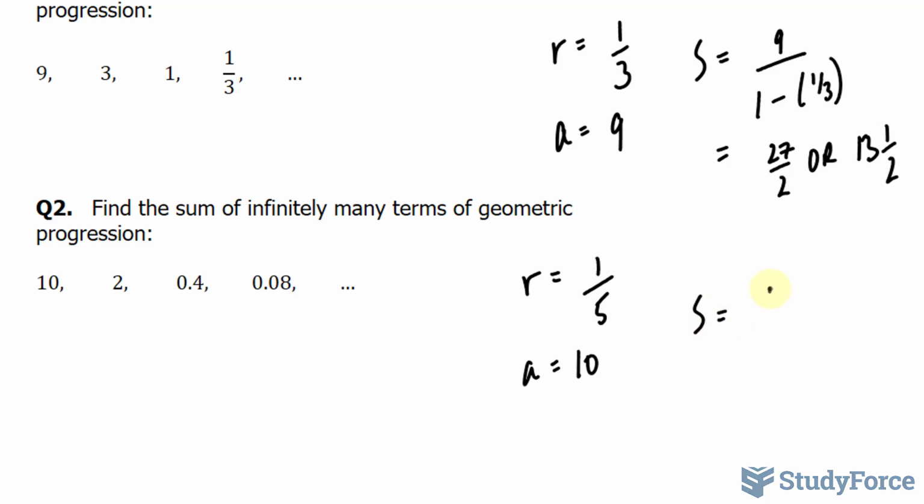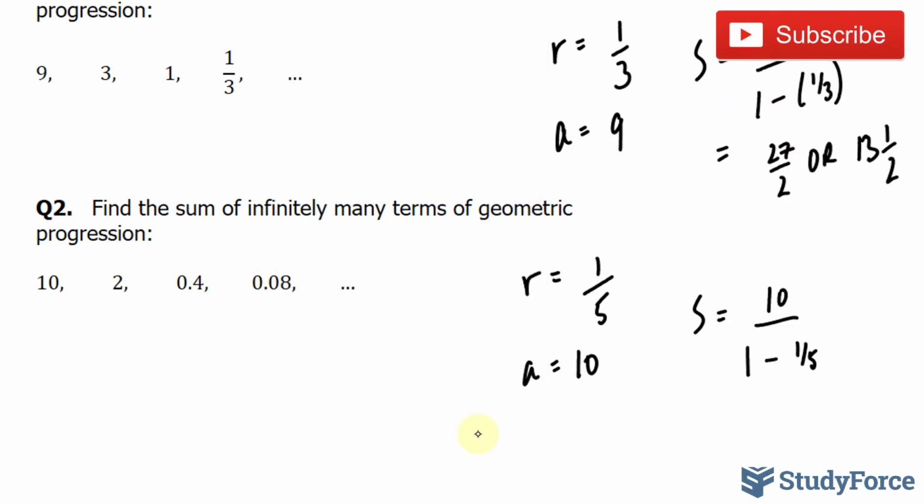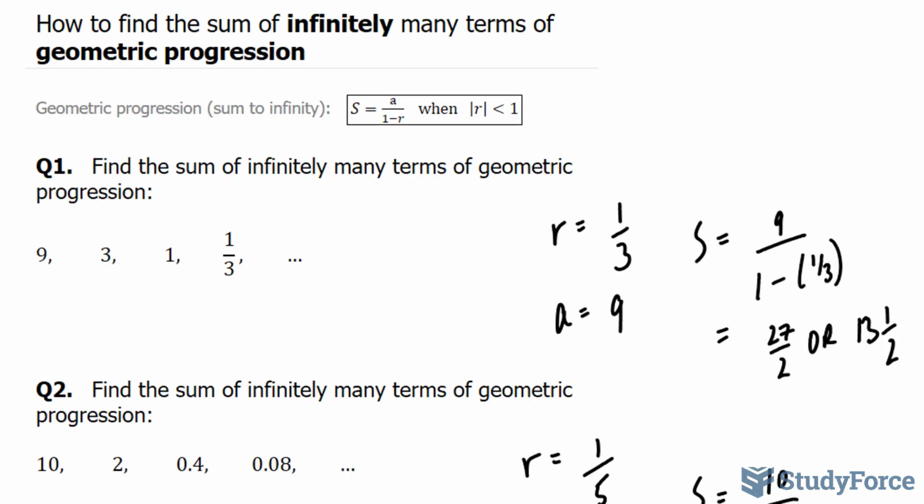S is equal to 10 over 1 minus a fifth. Using our calculator again, 10 divided by 1 minus 1 over 5 gives me 25 over 2, or as a mixed fraction, 12 and a half. And so there you have it, 2 examples on how to find the sum of infinitely many terms of a geometric progression.